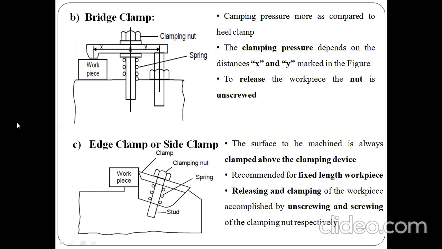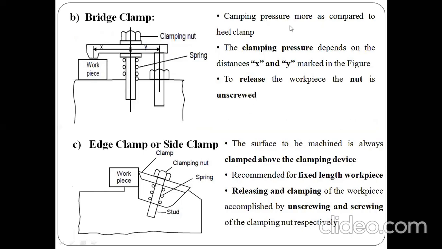In case of a bridge clamp, you can identify two distances are provided: X distance from the central nut and bolt clamping nut, X distance and Y distance. So clamping pressure is depending upon this X and Y distance. We are clamping your workpiece with the help of this lever at this edge. So this is called as a strap clamping.